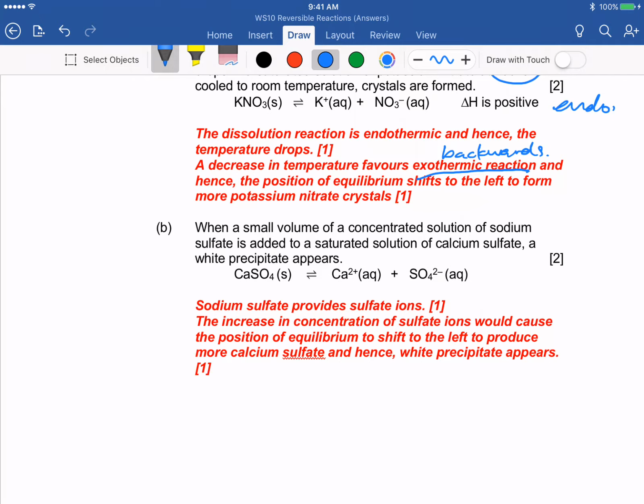When a small volume of concentrated solution of sodium sulfate is added to a saturated solution of calcium sulfate, I'm adding more sulfate ions. So the concentration of sulfate ions increases, since sodium sulfate provides sulfate ions. This will cause the equilibrium to shift to the left. That will cause more CaSO4 to precipitate.